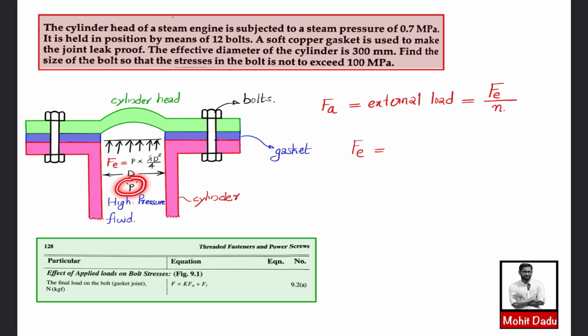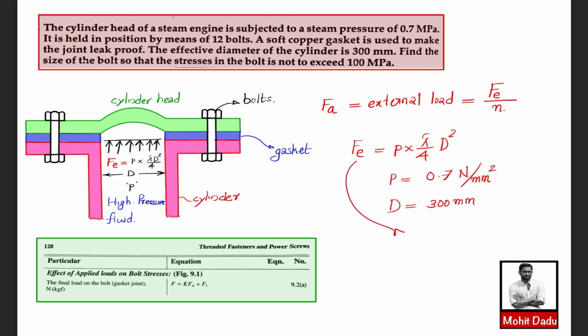Here steam is there, so pressure is given, which is 0.7 megapascal, or 0.7 into 10 raised to 6 newtons per meter square, or 0.7 newton per mm square. It is acting over an area corresponding to the diameter of the cylinder, pi by 4 d square, and the diameter of the cylinder is given as 300 mm. So I'll write this as P into pi by 4 into d square, where P is equal to 0.7 newton per mm square. Then I will use the value of D in mm so that the area comes in mm square. So D should be used as 300 mm.